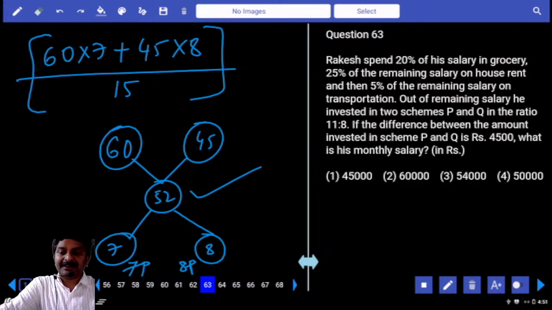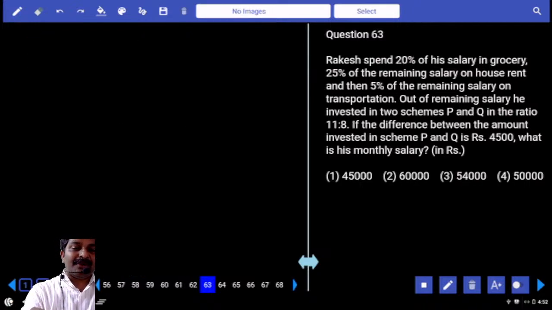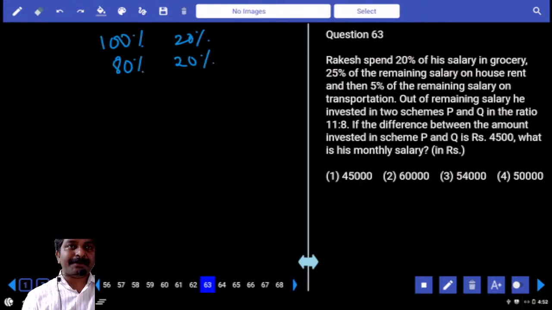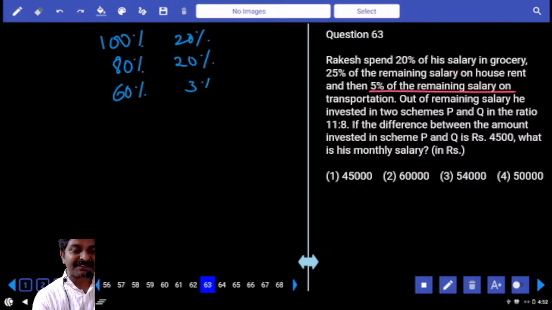Rakesh spent 20% of his salary in grocery. 25% of the remaining. Wait. Total it is 100%. 20% is spent. Remaining 80%. Out of remaining, 25%, in the sense 20% is over. Remaining 60. 5% of the remaining spent on transport. Out of 60, 3% is spent. Remaining 57%.